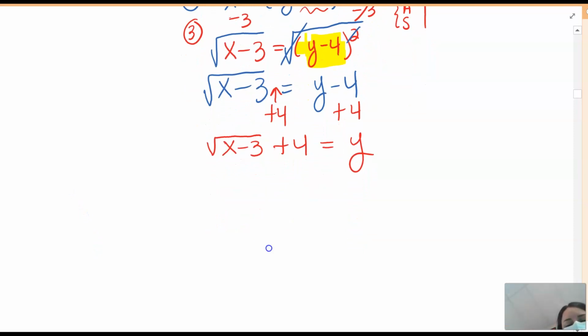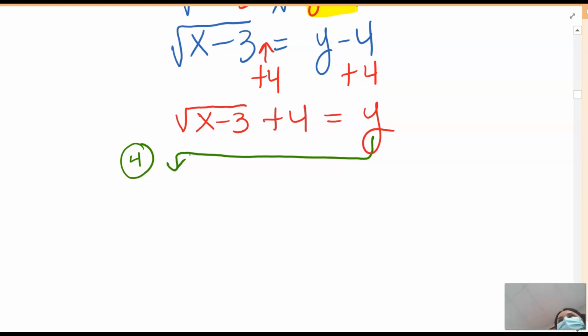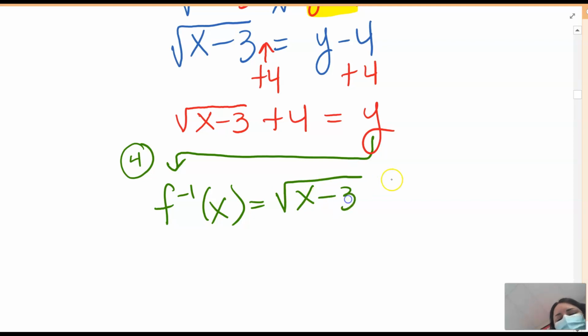So my next step, step number 4, is to change it back to function notation. So I'm going to change the y into an inverse. But I'm going to simultaneously move the y to the front, okay? But instead of putting y, I'm going to change it to function notation. So this is going to be the f inverse of x equals the square root of x minus 3, and that plus 4 goes outside of the radical.